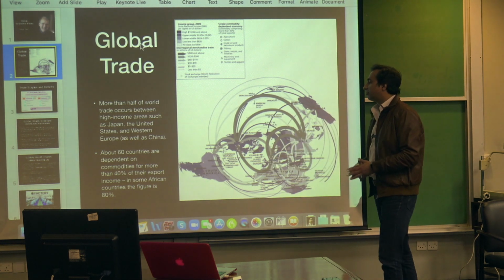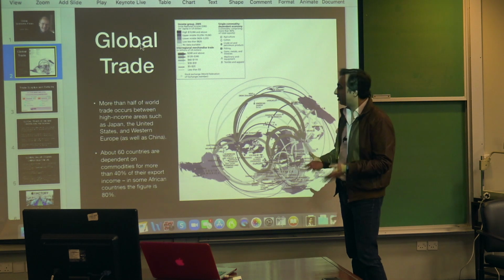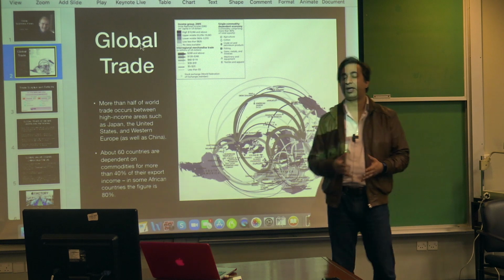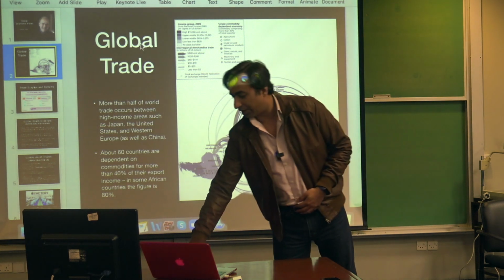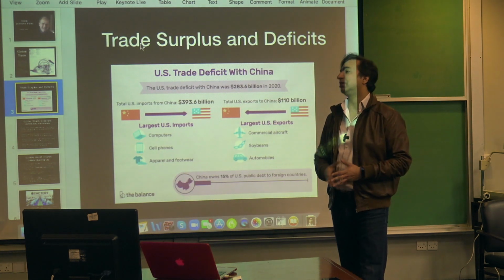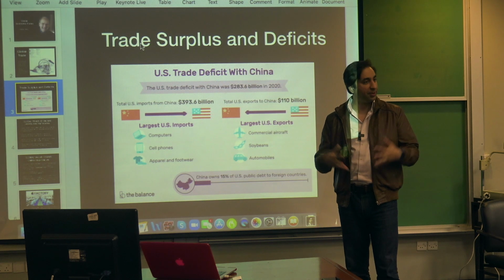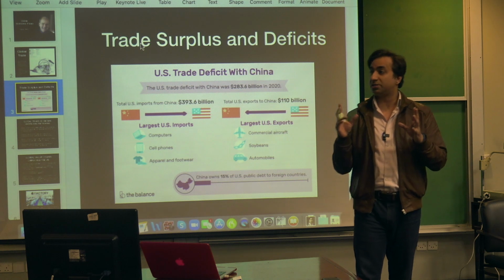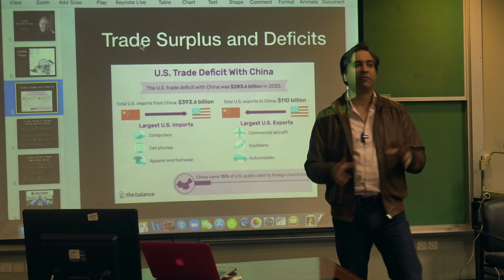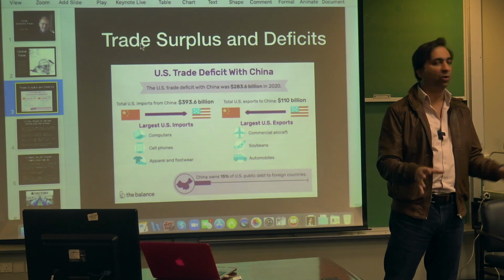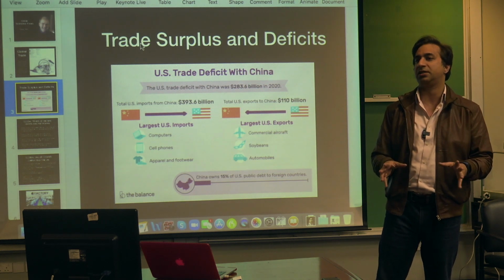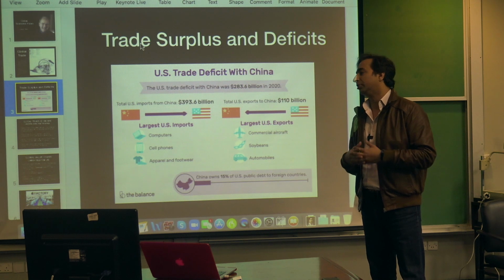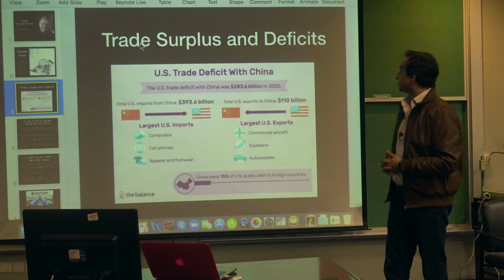About 60 countries are dependent on commodities for more than 40% of their export income. In some African countries, the figure can be as high as 80%. So there is a very high degree of interdependence. If you recall from your last reading, we said that what distinguishes modern globalization from ancient, archaic, or older forms of globalization is precisely the degree of interdependence that's created as a consequence of modern global trade. And you can see that in the facts and figures here.